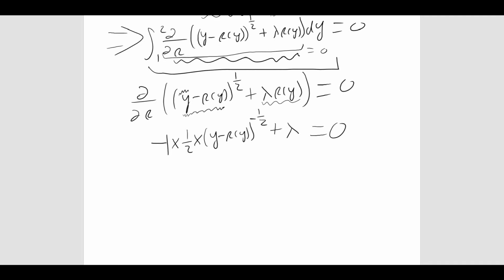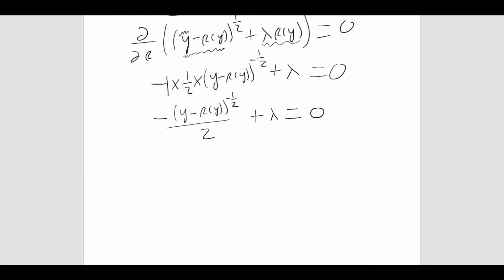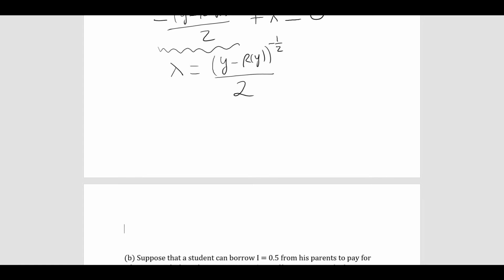Right, so now we can just simplify things. So I have minus y minus r of y to the minus half over 2 plus lambda is equal to 0. So I'm going to take this minus y minus r to the minus half over 2 and take all of that over to the right-hand side. I'm going to add it to both sides because that will cancel it on the left. So I'm left with lambda is equal to y minus r to the minus half over 2. I'm going to take things one step at a time. I'm going to multiply both sides by 2. So I end up with y minus r of y to the minus half is equal to 2 lambda.